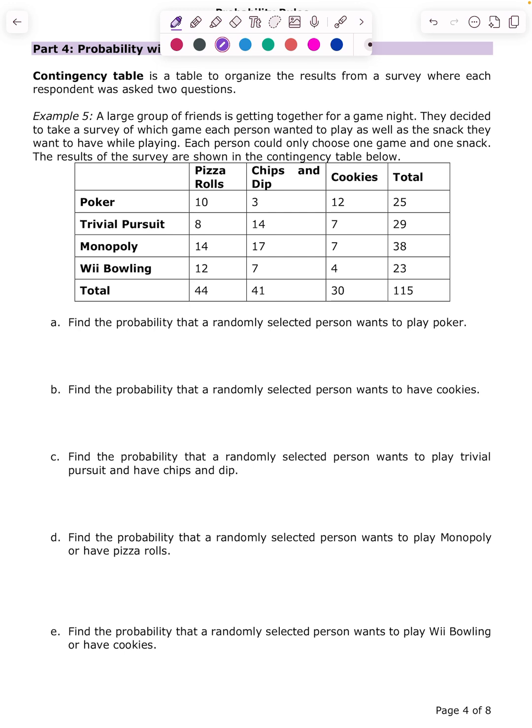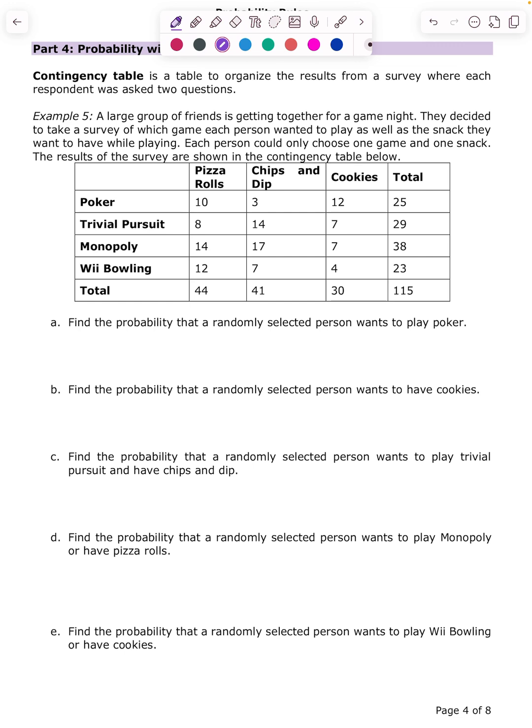We have a contingency table here where a very large group of friends is getting together for a game night. They decided to take a survey of which game each person wanted to play, as well as the snack they wanted to have while playing. Each person was only allowed to choose one game and one snack. The results of the survey are shown in the contingency table below. For the snacks, the options they were given were pizza rolls, chips and dips, and cookies. And for the games, they had a choice between poker, Trivial Pursuit, Monopoly, and Wii Bowling.